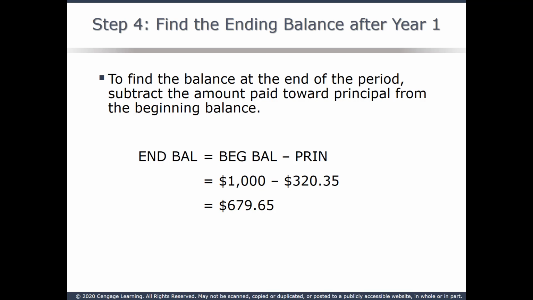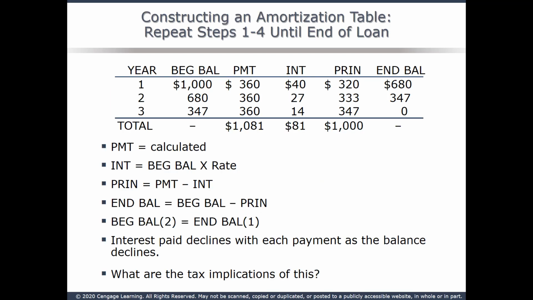The year 1 ending balance is equal to the year 2 beginning balance, and steps 2 through 4 are repeated. Loan amortizations are well suited to Excel, since once the first lines are set up, they can be copied down however many periods till the loan payoff. In this short example, we only have 3 years. If done correctly, the ending balance in the final year will be 0. Note that with each payment, the amount of interest declines and the amount applied to the outstanding principal increases.